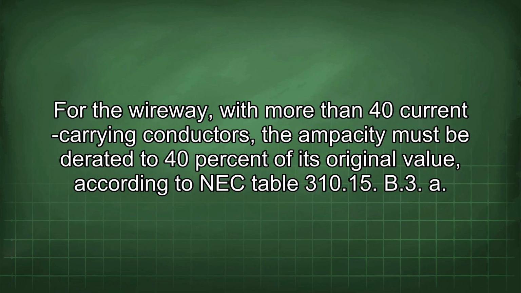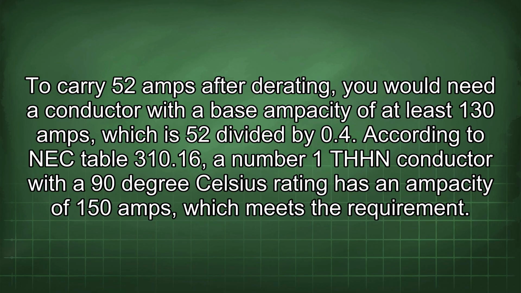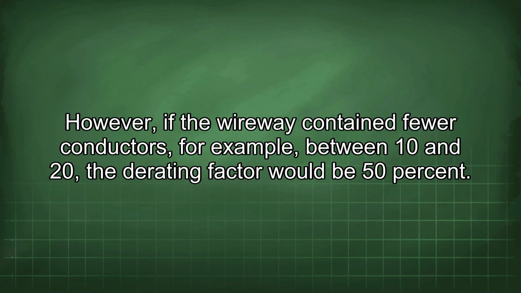For the wireway with more than 40 current carrying conductors, the ampacity must be derated to 40% of its original value, according to NEC Table 310.15(B)(3). To carry 52 amps after derating, you would need a conductor with a base ampacity of at least 130 amps, which is 52 divided by 0.4. According to NEC Table 310.16, a number 1 THHN conductor with a 90°C rating has an ampacity of 150 amps, which meets the requirement.